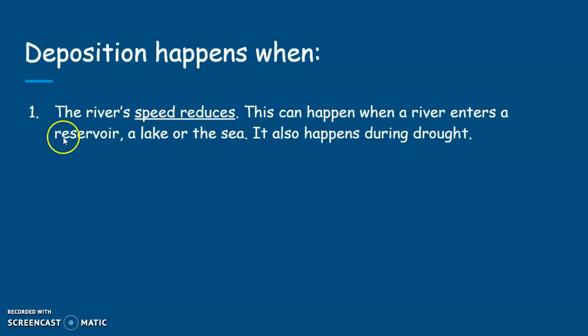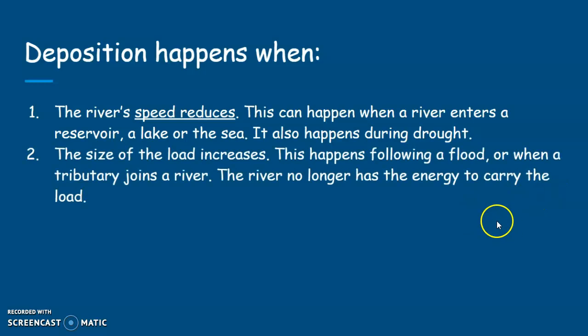So this happens when a river enters a reservoir. So if there is a dam, the lake behind a dam is called a reservoir, and that would reduce the speed of the river and would cause it to drop its load. The second place is a lake, and then when it enters the sea as well, it would reduce its speed and drop what it's carrying. This also happens during a drought. If the river doesn't have a lot of water in it, it can't transport a lot because it doesn't have a lot of energy.